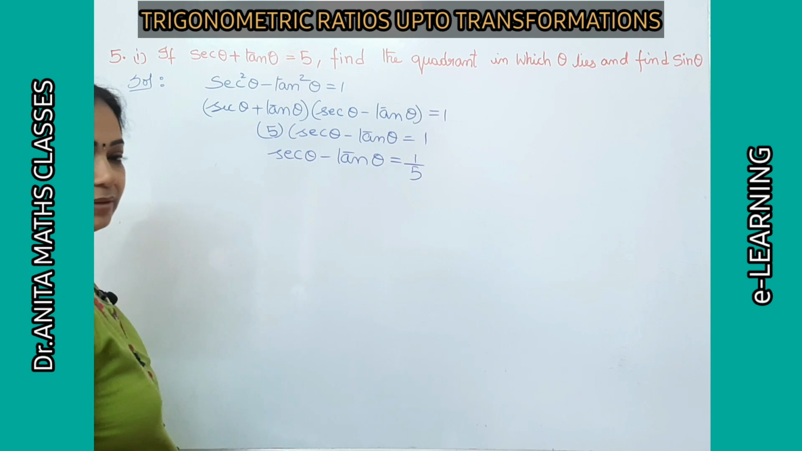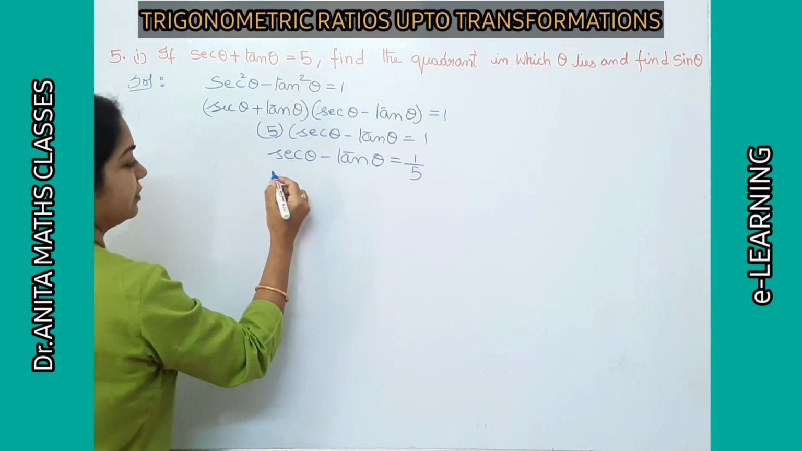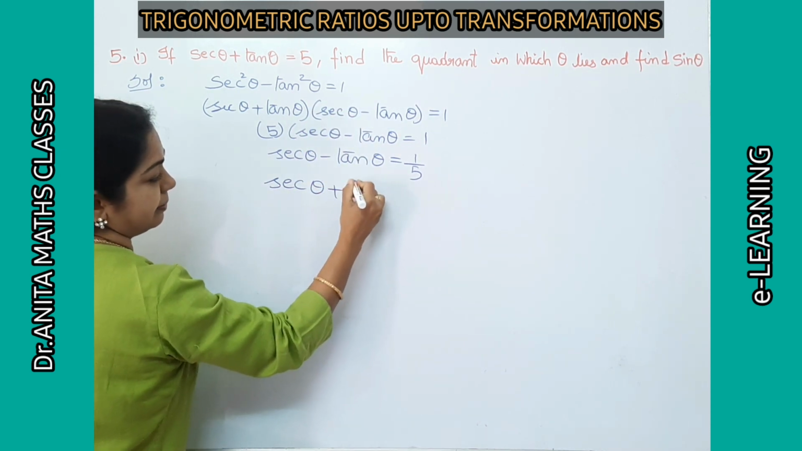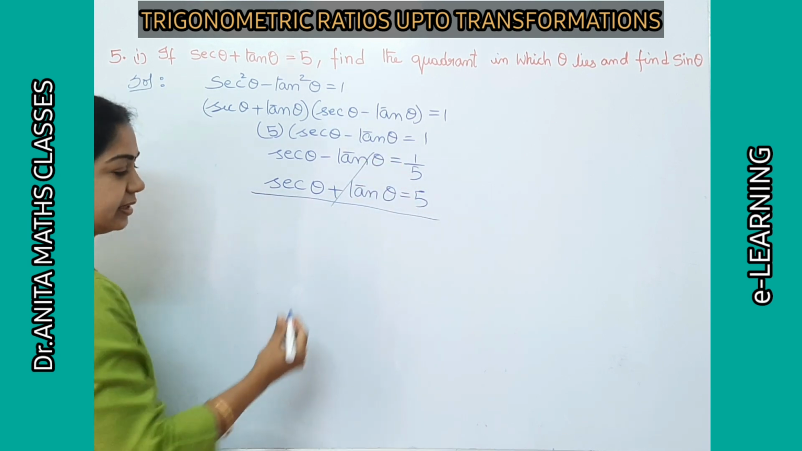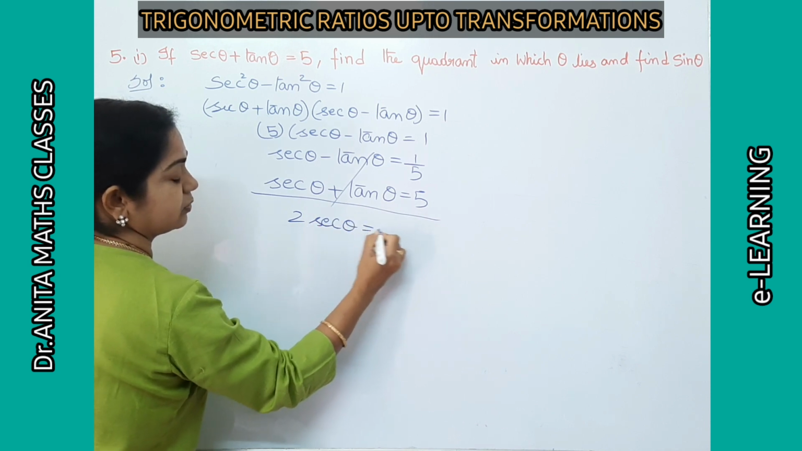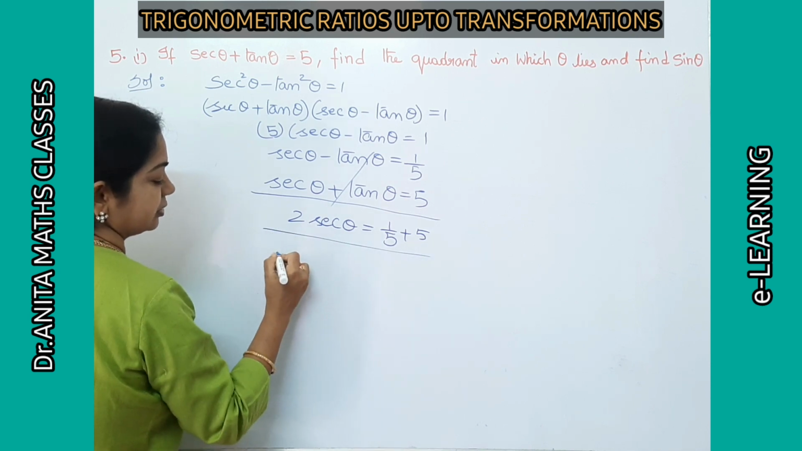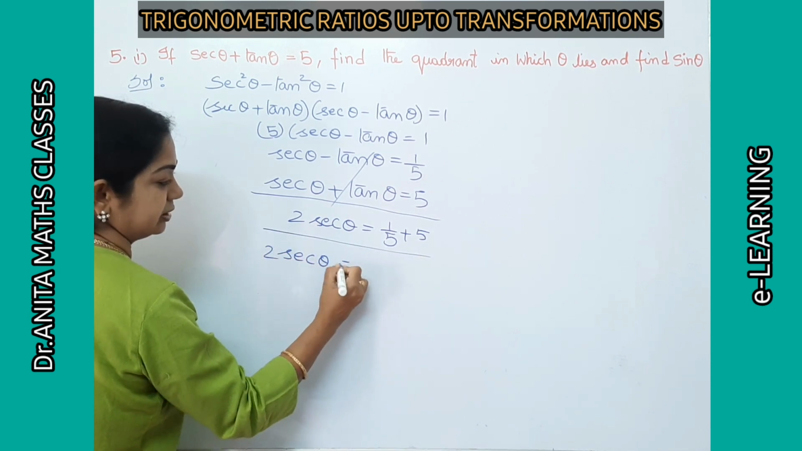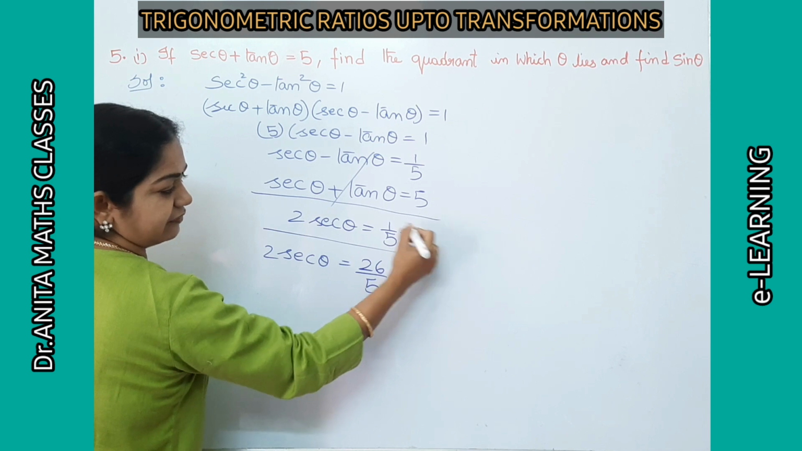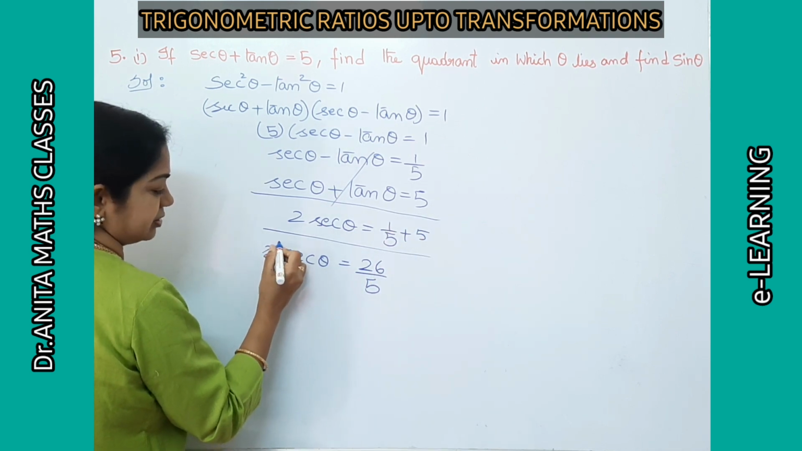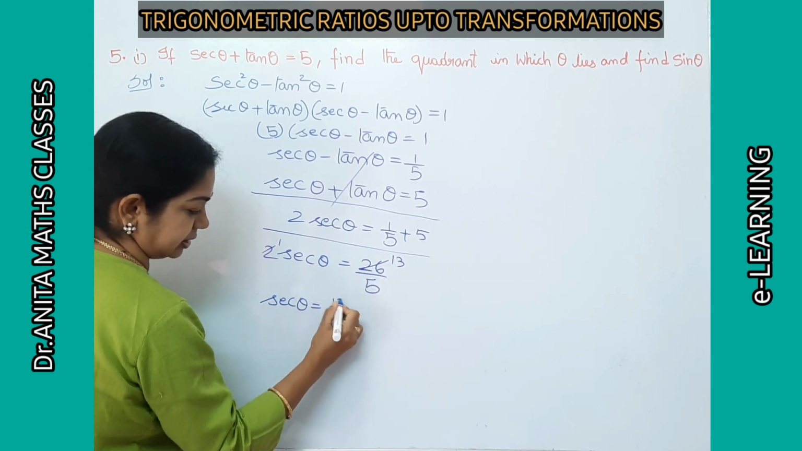So we got secant minus tan as 1 upon 5, and we are already given secant plus tan equals 5. We will solve these two equations. We can cancel off tan and tan. So we get 2 secant theta equals 1 by 5 plus 5. Taking the LCM, 25 plus 1, we get 26 by 5. If we cancel 2 from both sides, 2 ones and 2 thirteens, secant theta we get as 13 upon 5.